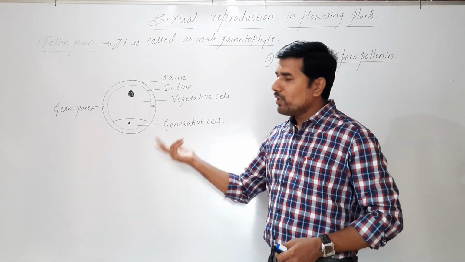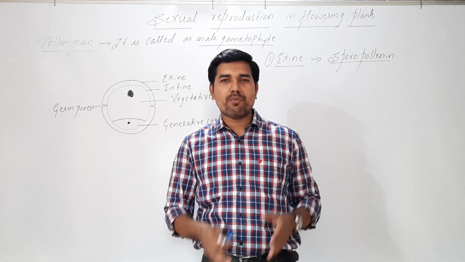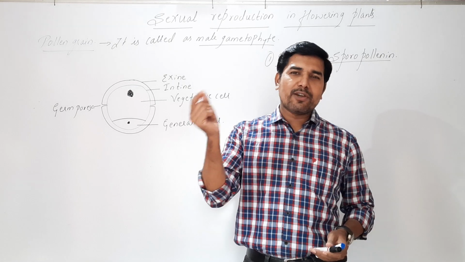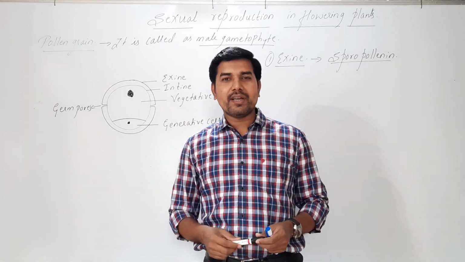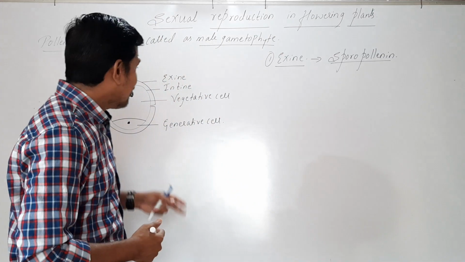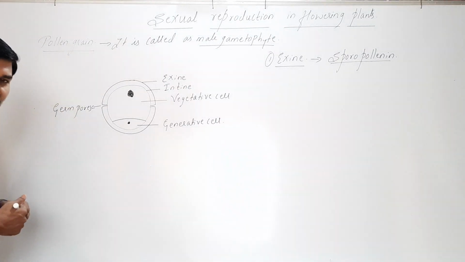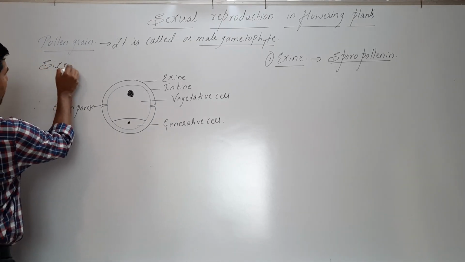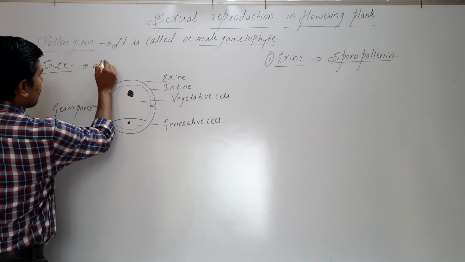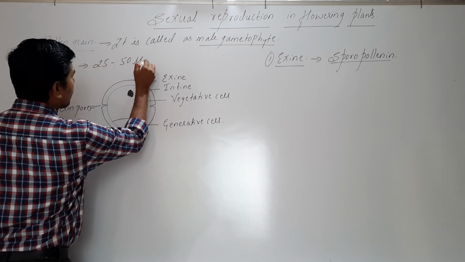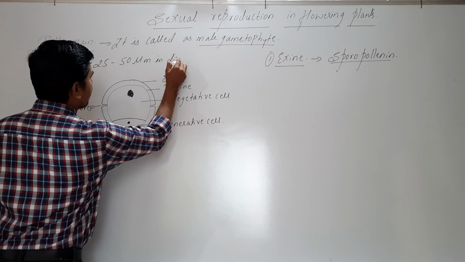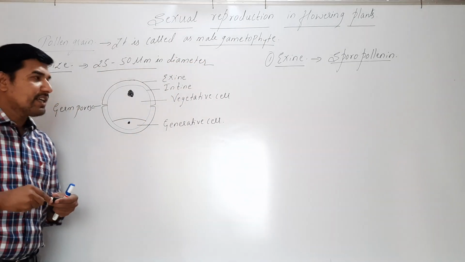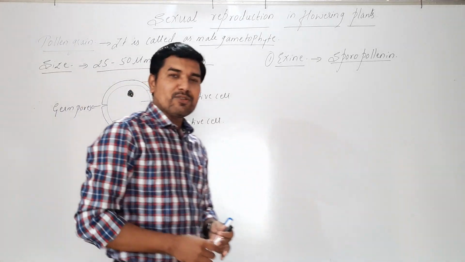In the pollen grain, the size differs from one species to another. The size might be around 25 micrometer to 50 micrometer in diameter, so the size of the pollen grain differs from species to species. So the size varies from 25 to 50 micrometer in diameter. This is regarding the size of the pollen grain.